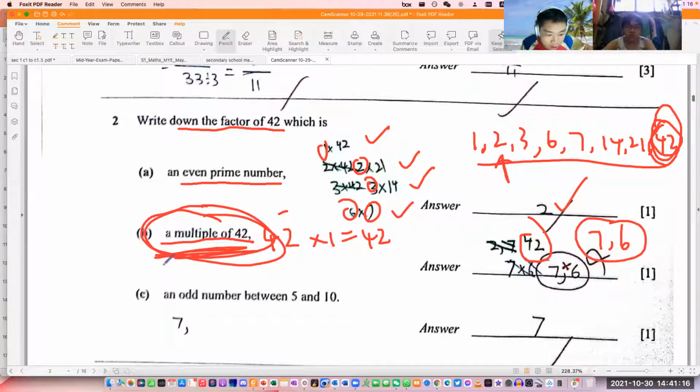Yeah. And then over here, it says odd number between 5 and 10. Then 7 is an odd number between. Okay? That's why you get 1 mark for it here. Okay? Next.